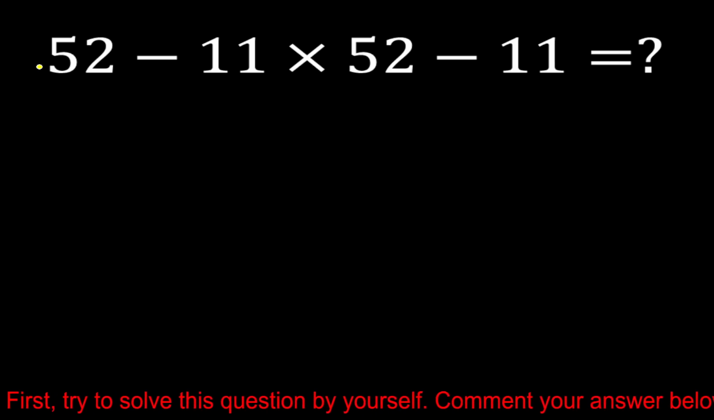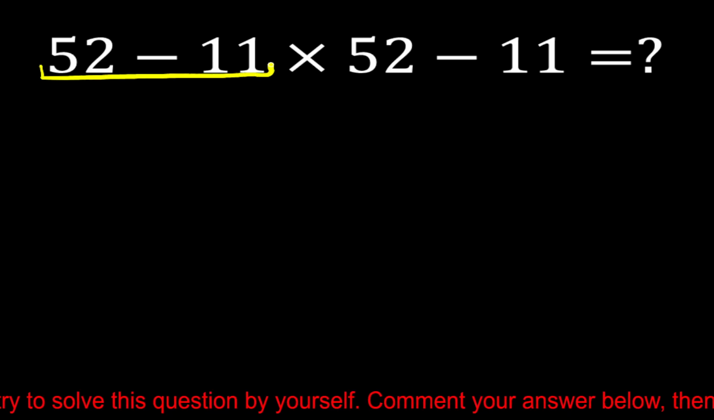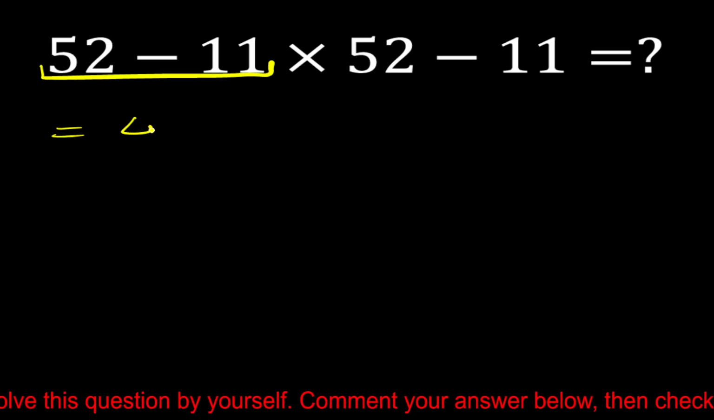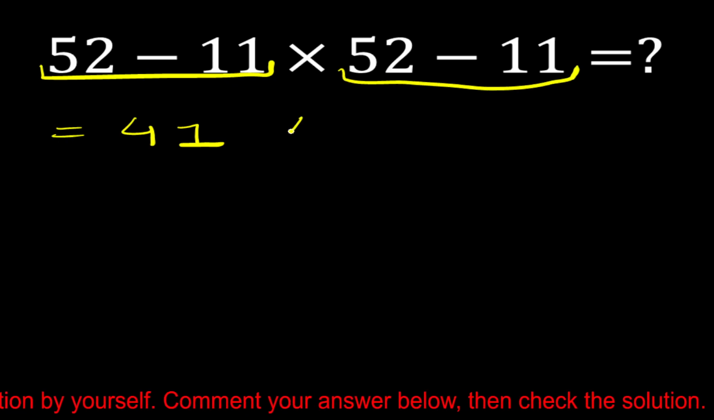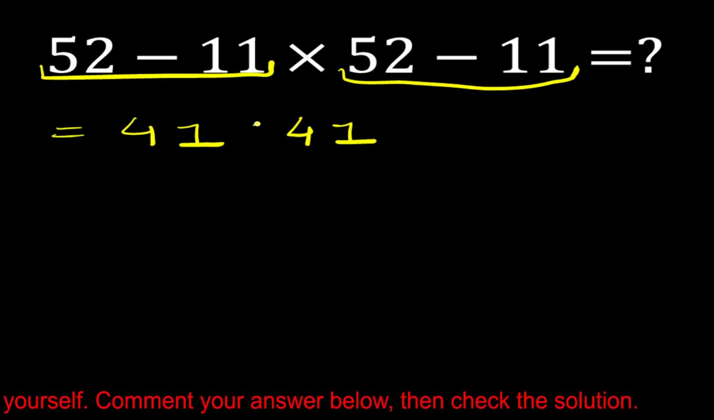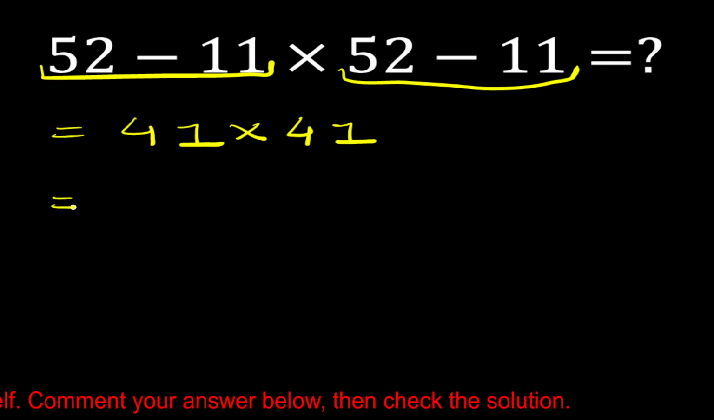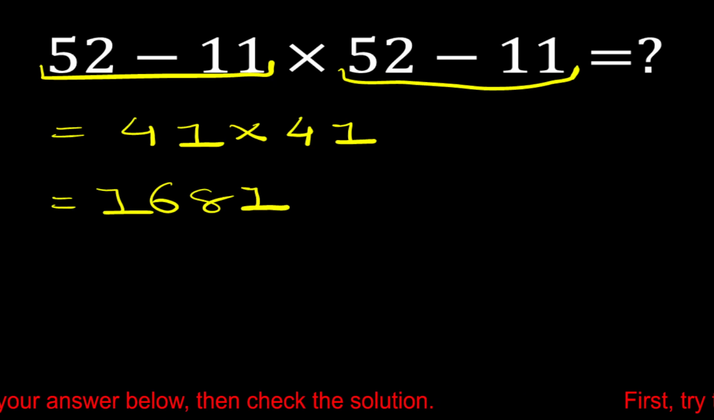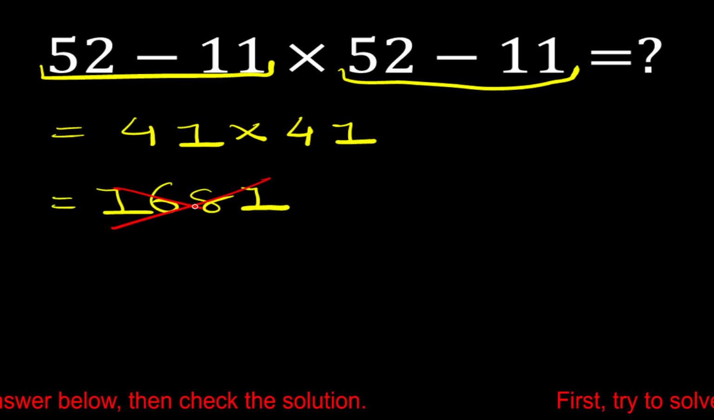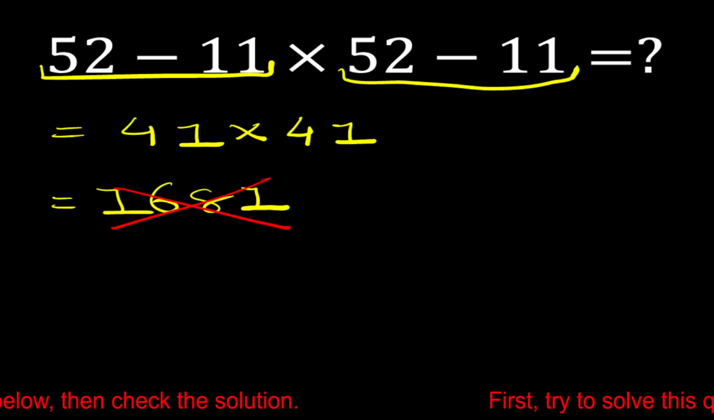So most people solve this question like 52 minus 11 is equal to 41. Then again 52 minus 11 is equal to also 41. Now 41 multiply 41 is equal to 1681. Okay, but this answer is not correct. This answer is completely wrong.